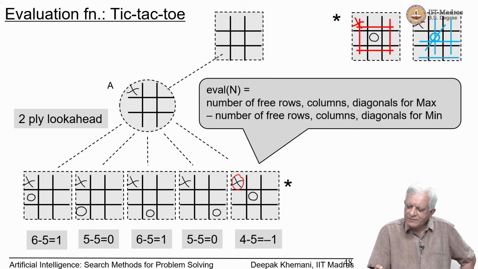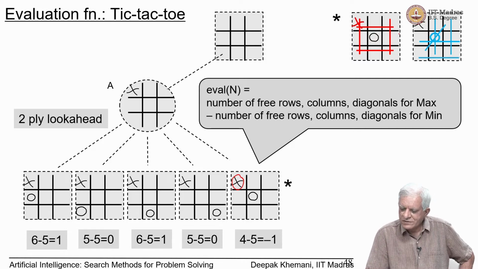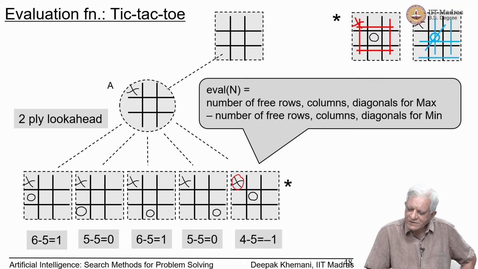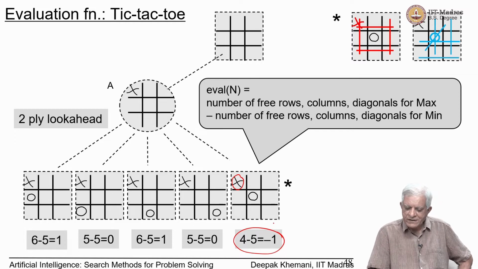For min, because min is occupying the center, you can see that the bottom row and the rightmost, the 2 bottom rows and the 2 rightmost columns are available to min, that is 4, plus 1 diagonal is also available to min, which is 5. So, then we get this value of 4 minus 5 is equal to minus 1.